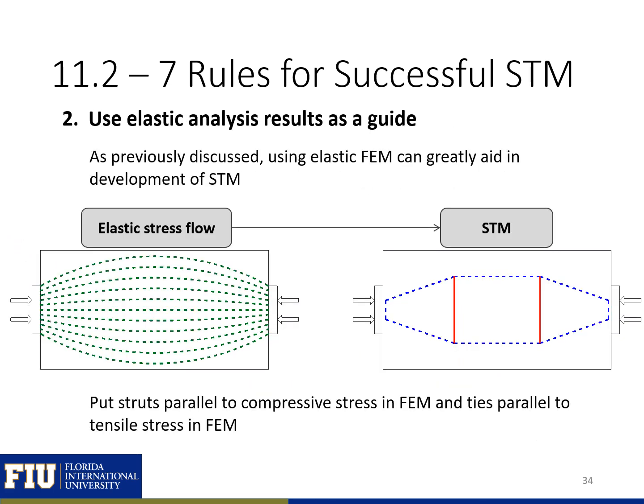The next thing that we can do is use an elastic analysis as a guide to set up our strut-and-tie model. So we can use finite element software to get an elastic stress flow through the structure. And then we can try to set up our model so that our compression elements line up with compression in the model results, and tension lines up with where we have tension in our elastic stress analysis. And the closer our model lines up with the elastic stress flow, the more efficient our model and our design will be.